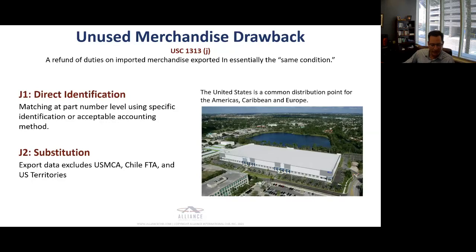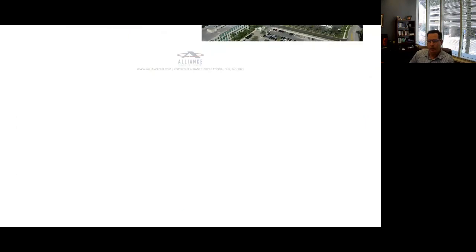There are two basic methodologies when it comes to matching exports and imports in a drawback environment. J1, once again referring to the law, is something called direct identification. In this instance, we would take an import and somehow match it or trace and link it to its subsequent exportation. Now that's typically accomplished using lot number, serial number matching. Okay, so we'll provide an example of that.